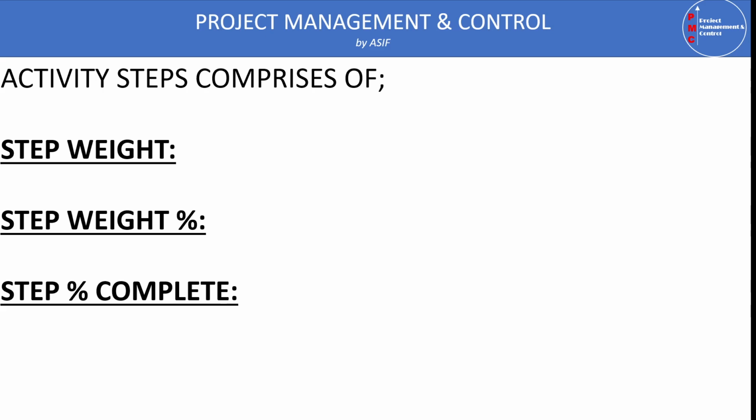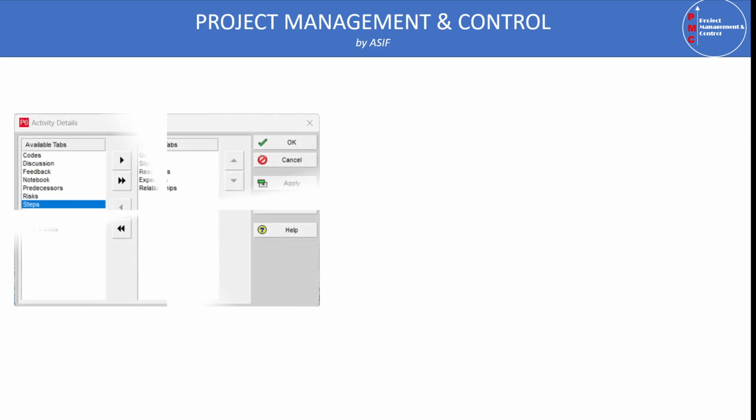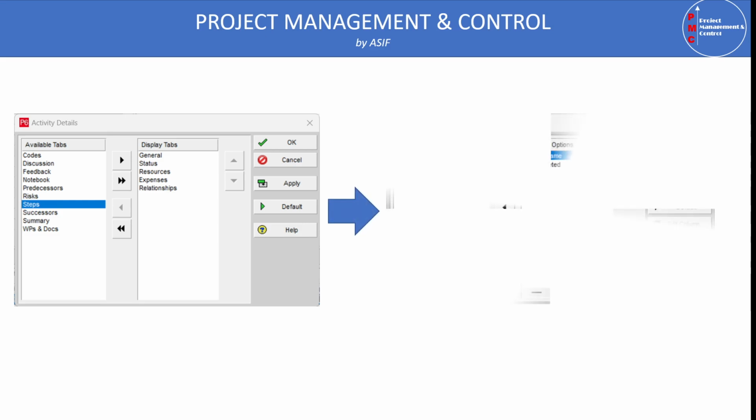The activity percentage complete is based on the step percentage complete, and it is computed automatically by Primavera when we are using steps. So now we see how we can actually get steps in the program. We just open the program, and then in the view we go to show bottom detail.